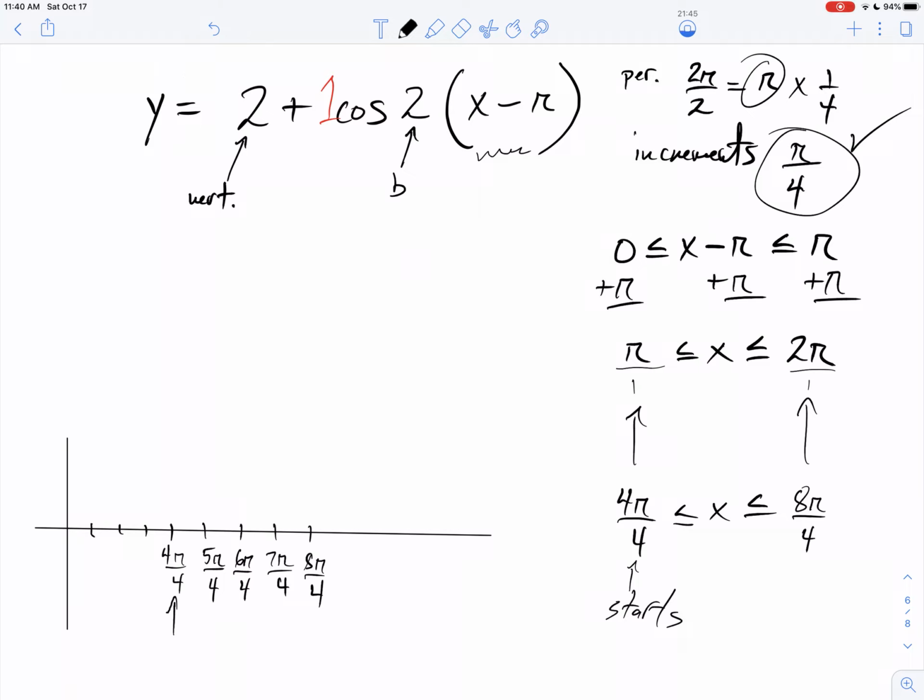That's going to be pi. That's going to be 3 pi halves. That's going to be 2 pi. But I did count everything by quarters. Here, that would be 0. And I got to remember this one's going to have a vertical shift of 2 units. So you know what? Here, I am just going to do this. I'm going to go back up here, and I'm going to redraw it.